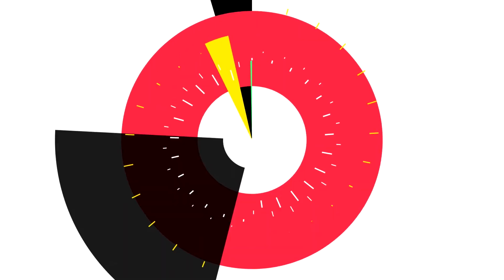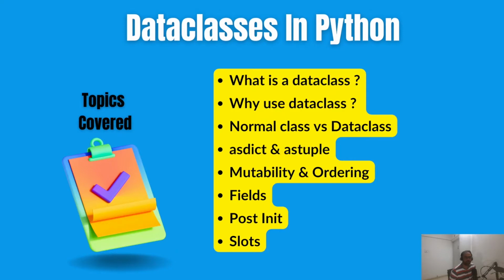And in today's video, we're going to be talking about data classes in Python. Topics which we're going to cover are: what is a data class, why use a data class, how it is different from a normal class, and certain methods such as asdict and astuple, which are available to convert the data class into a dictionary and a tuple, as the name suggests.